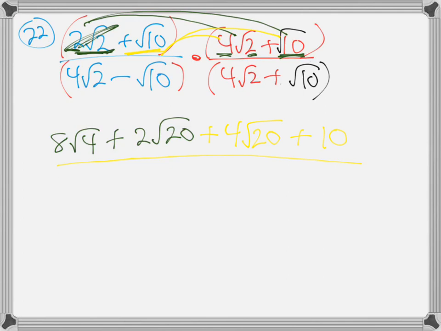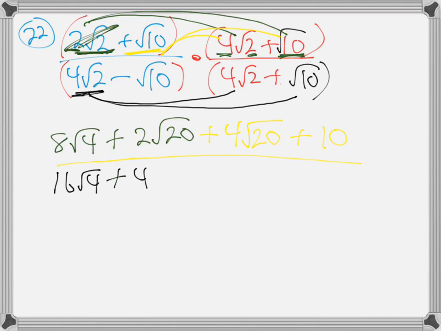Can you do the same thing on the bottom now? Yeah. Can you do the same thing on the bottom? First to both, second to both on the bottom. So here we go. 4 root 2. So boom, boom. It's going to be 16 root 4 plus 4 root 20. He's done.